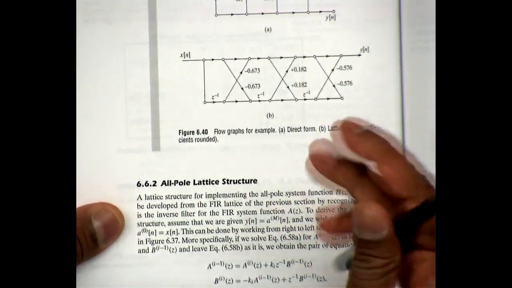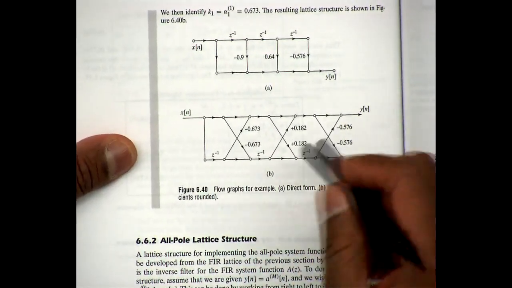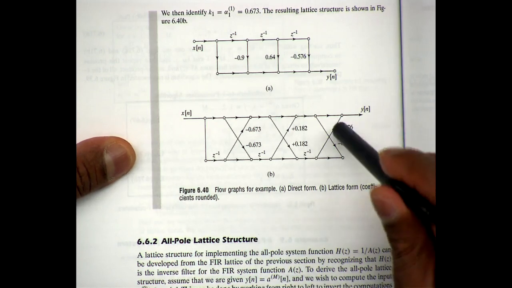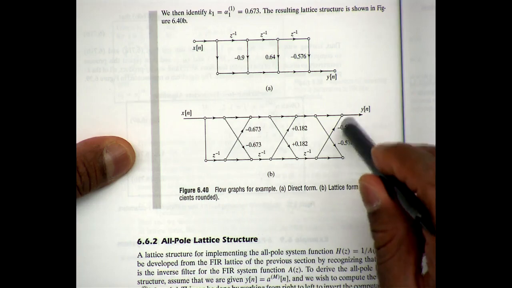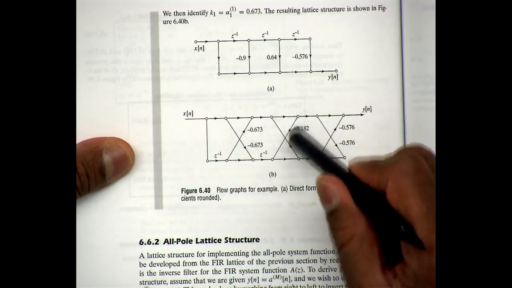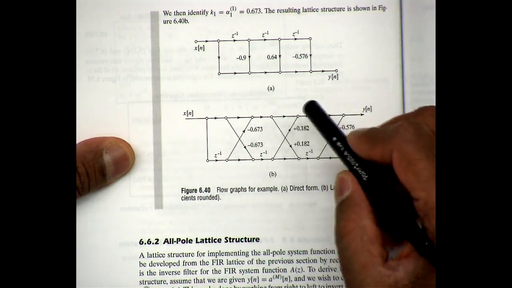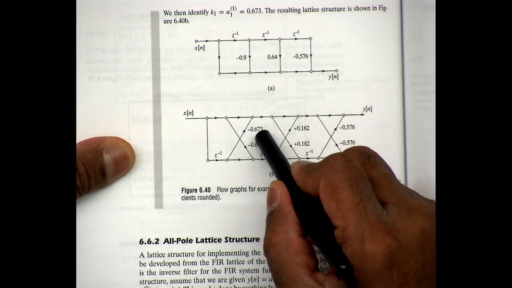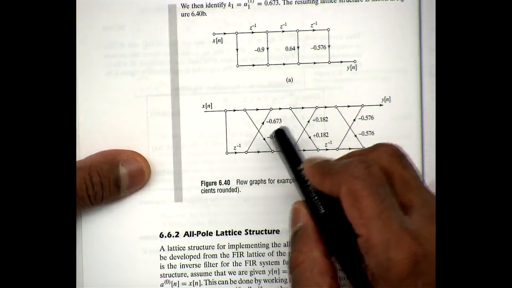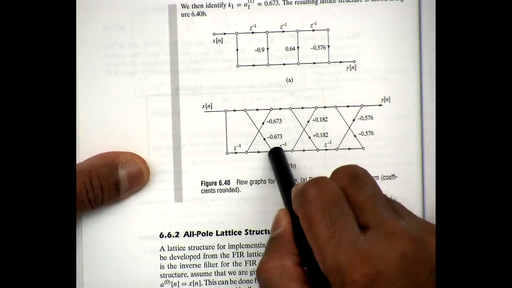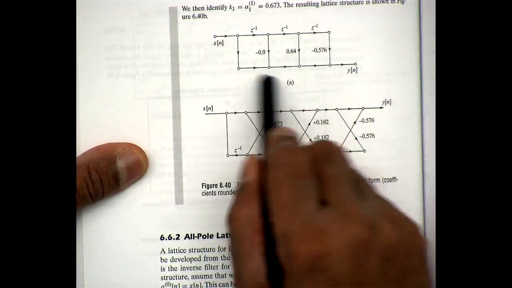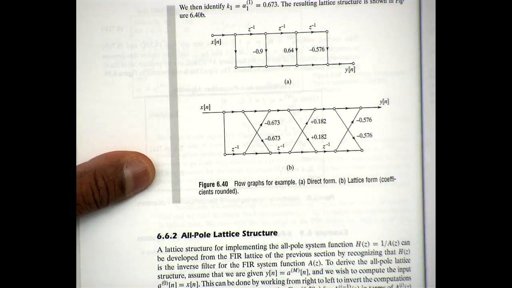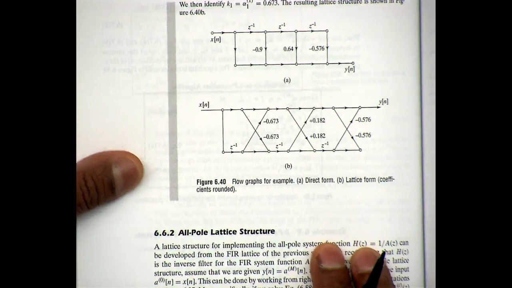After going through all of that, we got K_1, K_2, K_3, and we just substitute those values, and that's what the structure is. K_3 was 0.576, so these coefficients are minus K_3, each minus 0.576. These are minus K_2, and K_2 was negative, so they became plus. Finally, K_1 is plus 0.6726, so they both became minus. This is the direct form FIR filter, and this is the equivalent lattice FIR filter.